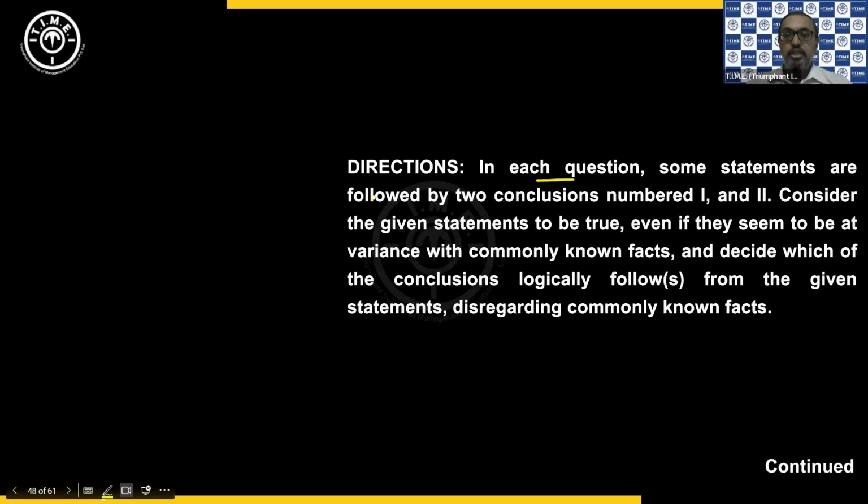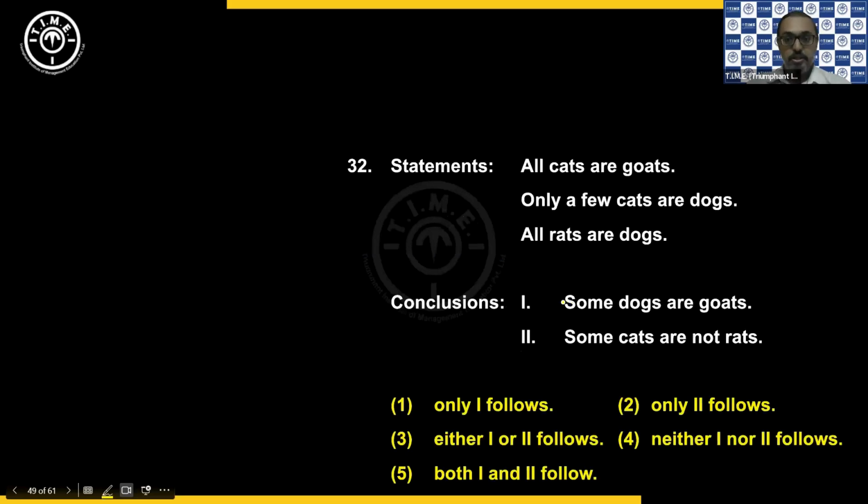Now, next he says, in each question, some statements are followed by two conclusions, numbered 1 and 2. Consider the given statements to be true, even if they seem to be at variance with commonly known facts, and decide which of the conclusions logically follows from the given statements, disregarding the commonly known facts. Okay. So syllogisms, deductions are given. So let's look into this. So first, let's draw the combined diagram for the given statements.